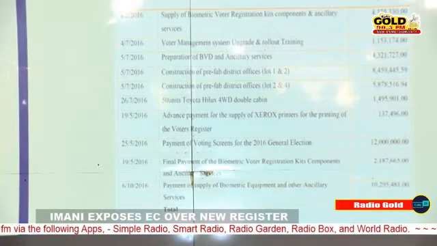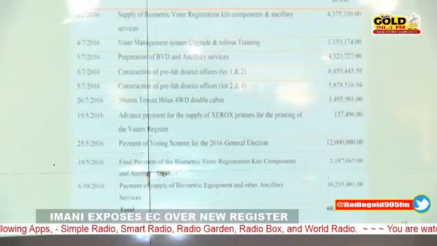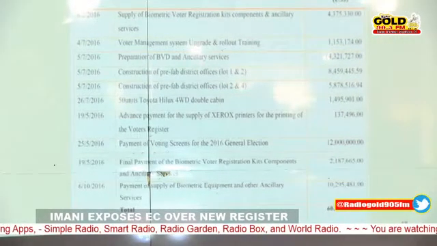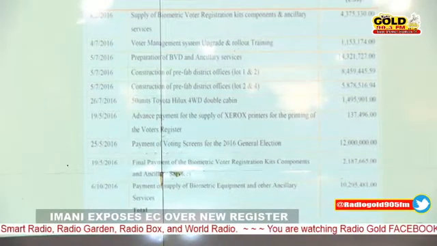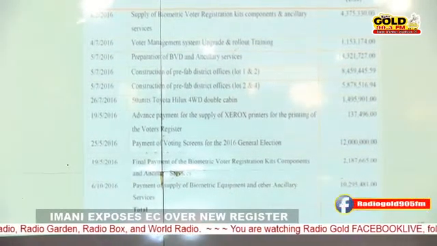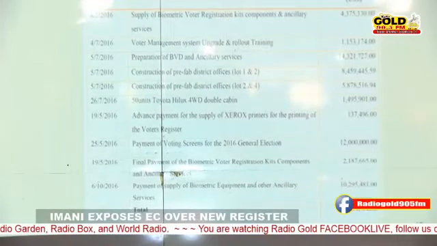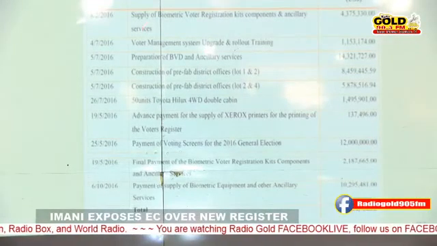April 2016. You can see that they did some preparation of BVD and ancillary service. They spent what? $14 million. This is money you are talking about, too. Buying laptops and repairing laptops and things like that. $14 million. This is all 2016.